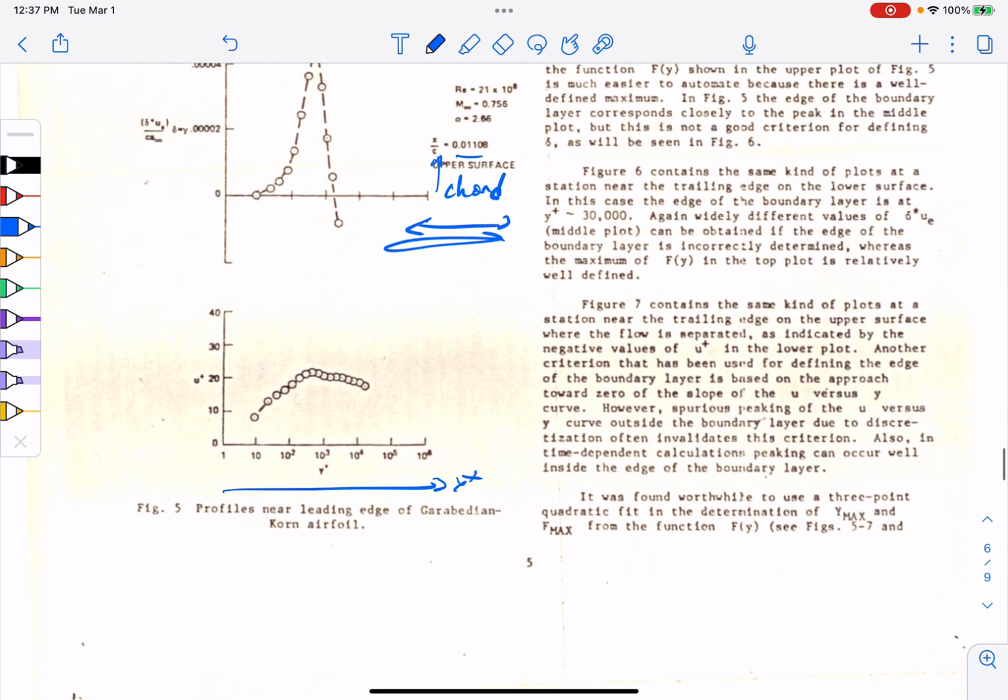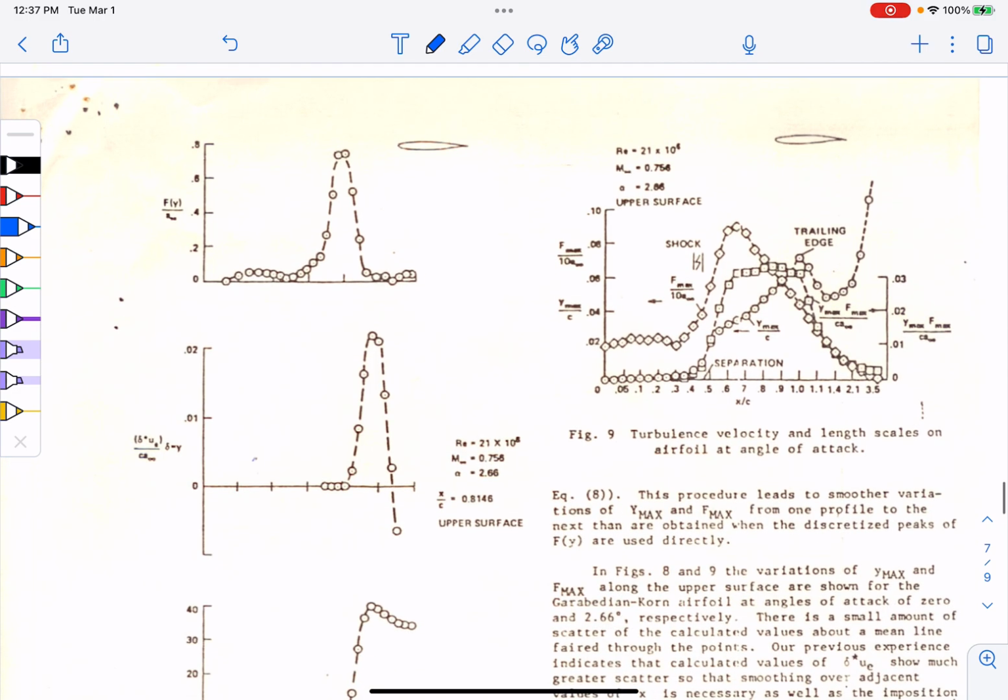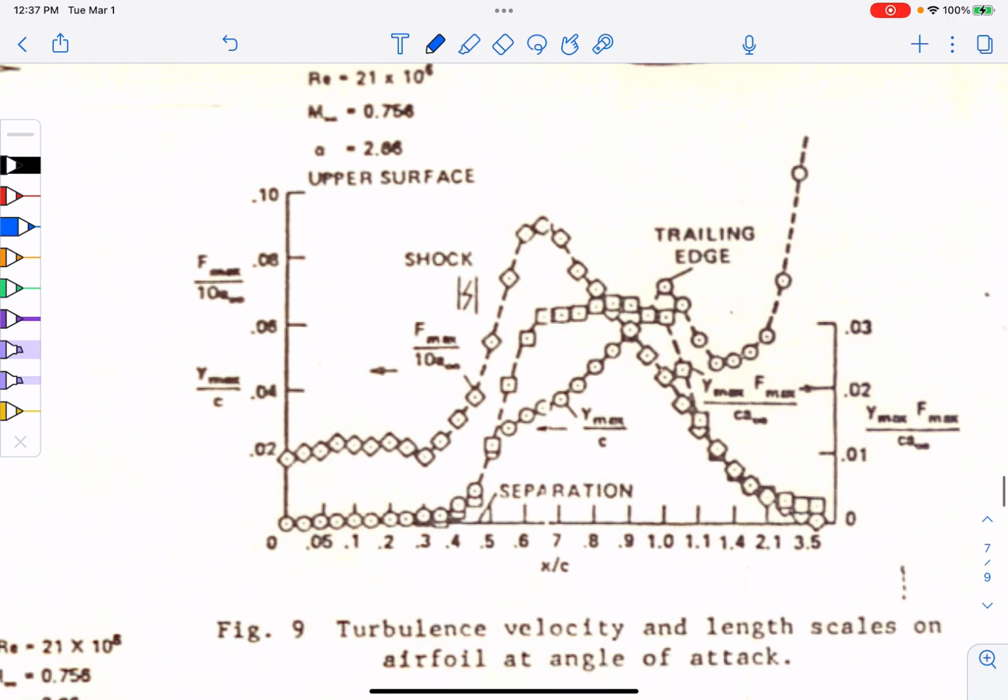Just going down, a lot of the people in the turbulence community are going to want to dissect a lot of the particular things. And here is a plot, since he has the data, of all the turbulent velocity and length scales. You can see these are the terms which you see in the modeling parameters along x over c of the airfoil. So he extracted these parameters from his turbulent boundary layer simulation and tried to compare them with experimental estimates.